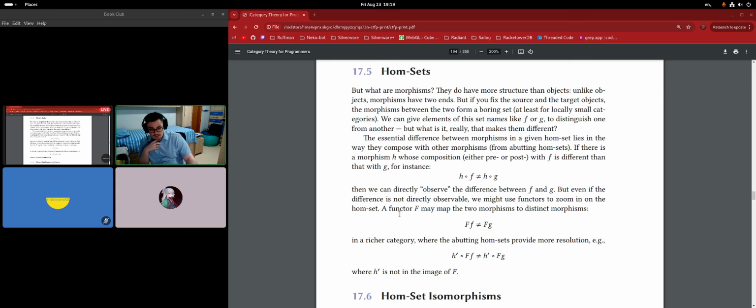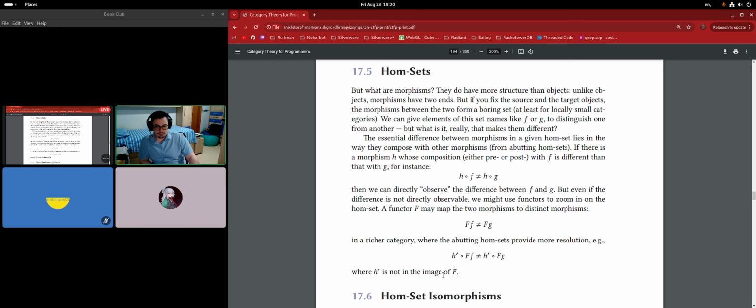We know that this may happen, right? If you lift the f and the g with the capital F functor, you may map them to distinct morphisms. That's what this means, in a richer category where the built-in hom sets provide more resolution. Okay, so this is actually an even crazier scenario in which the targets are the same. You lift them, they are still the same. So then you need a third party on their lifted versions to say that they are different.